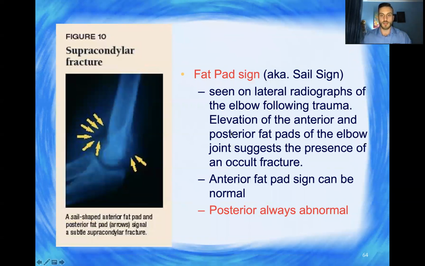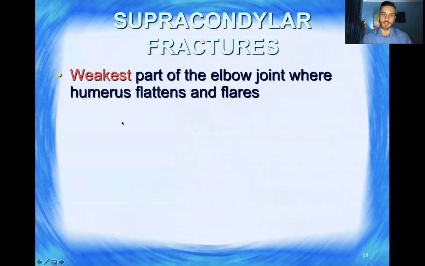Okay. Fat pad. What's fat pad? Sometimes you can't see really a fracture. You can't see a fracture. It's called occult fracture. There is a fracture, but you can't see it. So there is a fat pad sign here, that there is a lot of fluid inside the elbow, so you can see the fat pad. This gives you an idea that there is a fracture.